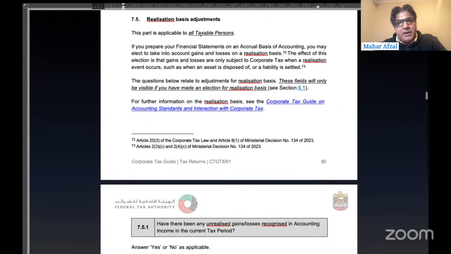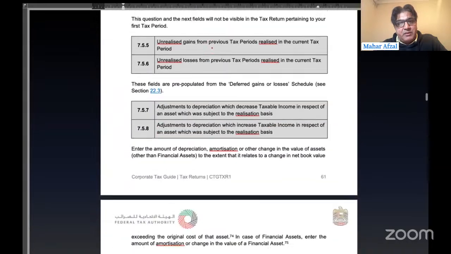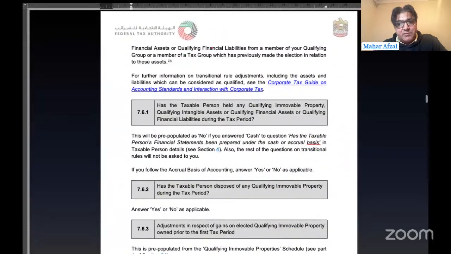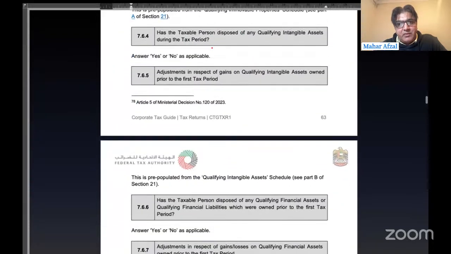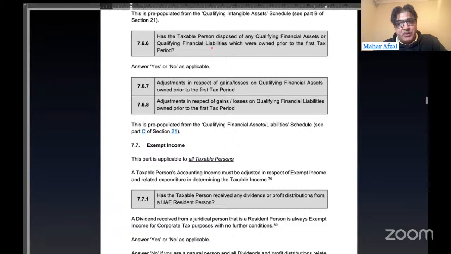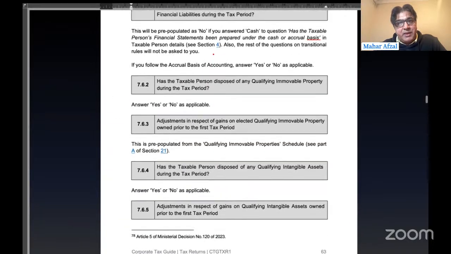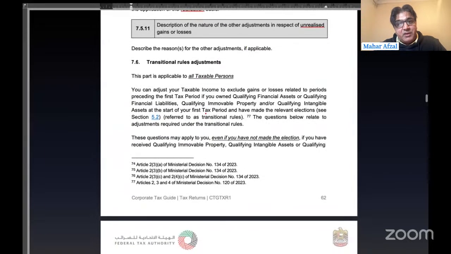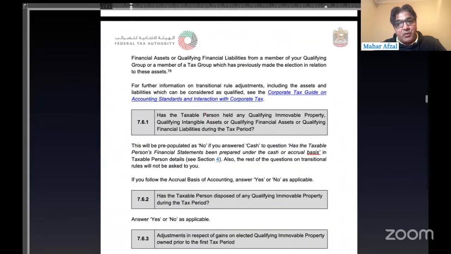Realization adjustment is applicable for all businesses. This is very common. We have already spoken about it many times, and transitional rules as well. I think everybody is clear regarding this. Just make sure that while applying this, your assets are being maintained at the historical cost. These are qualifying assets. For the transitional rule, they are using the word qualifying. Qualifying means these existed before the introduction of the law. These are being maintained at the historical cost.